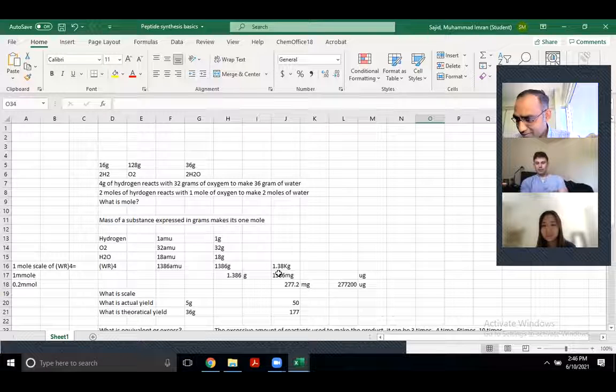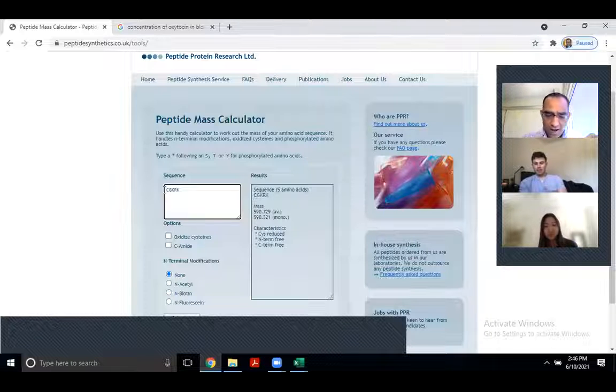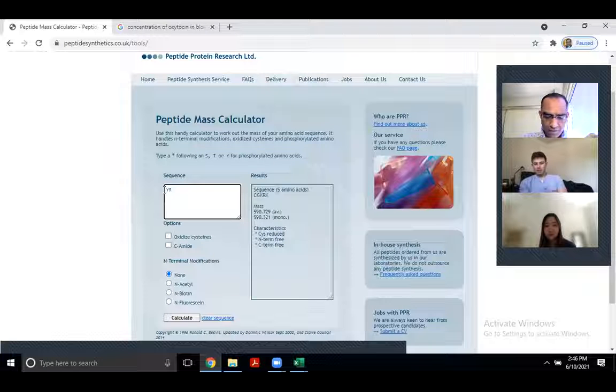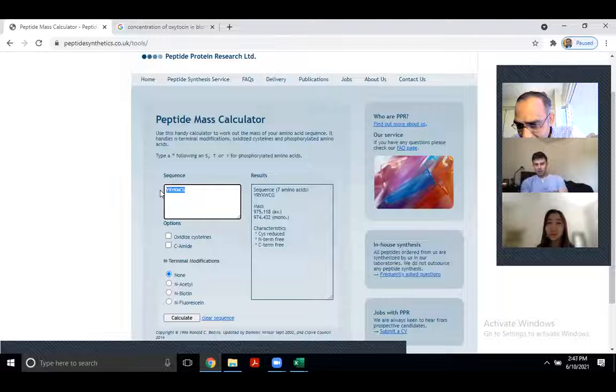Does it give you confidence? Yes. Let's do some different things, right? I have this peptide, YRYKWCG. What is the mass of this thing? What is 1 mole of this thing? Bingo. So 1 mole of that thing is 974.432 grams. Wow. Clear? But it is too much.